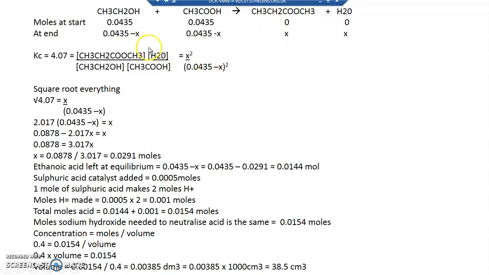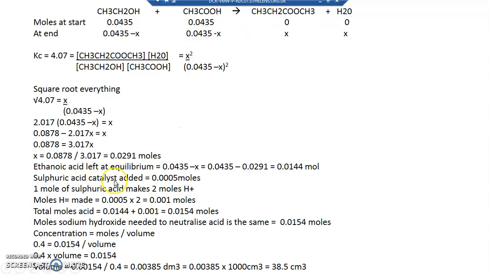So I can work out what's my acid. Where's my acid? Because it's saying work out the amount of acid that's in the mixture. Well, the ethanoic acid left at the end, 0.0435 take away 0.0291. I've got 0.0144 moles of acid left at the end.